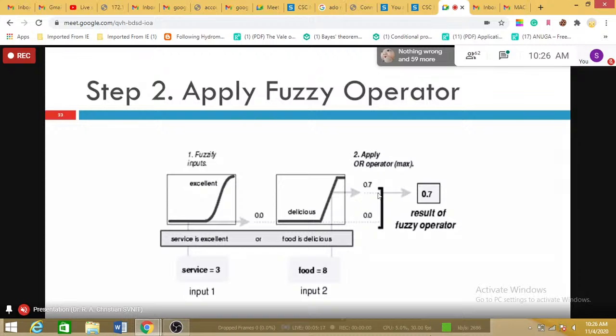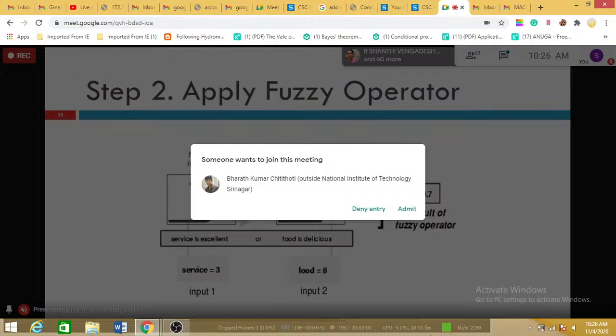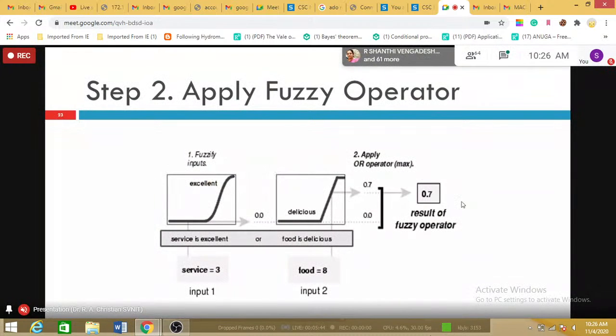The maximum of these 2 goes out to give me some output from the rule that is fired. So when you apply the or operator, that service is excellent or food is delicious, the operator maximum is used, and maximum of these two values, either 0 or 0.7. So maximum goes out as your result in that. So when this rule is fired, when you give service 3 and food 8, this rule fired and gives you the output of 0.7.